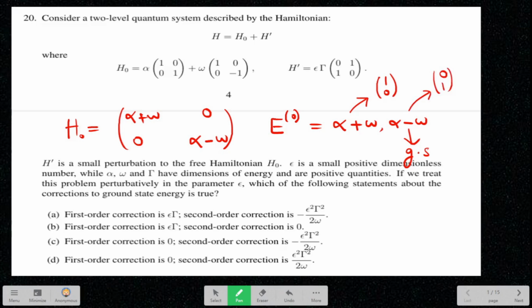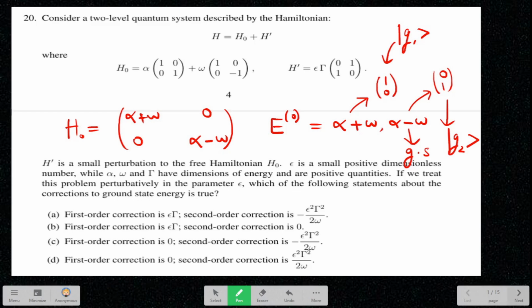Let's denote the (1, 0) state by ket G1 and the (0, 1) state by ket G2. So ket G2 is the ground state. Now let's calculate the first order correction.